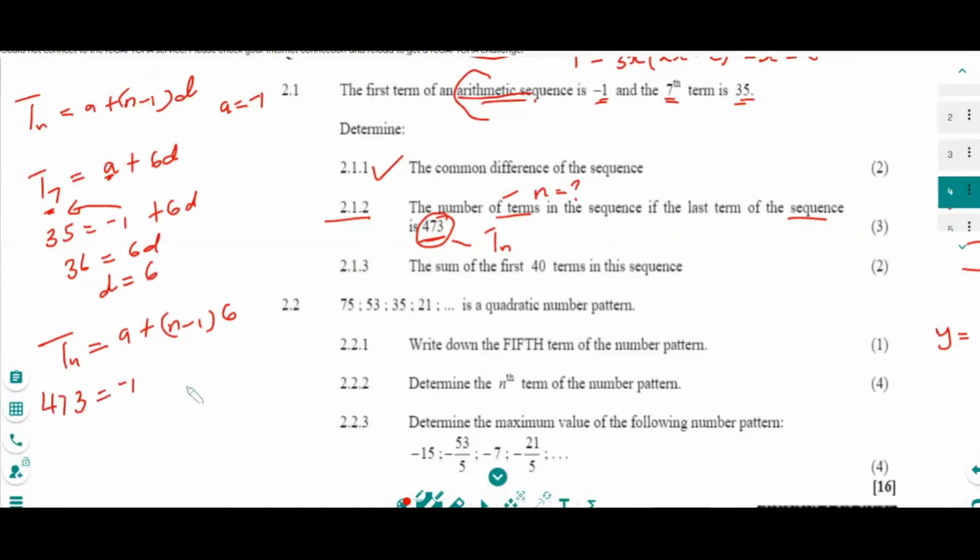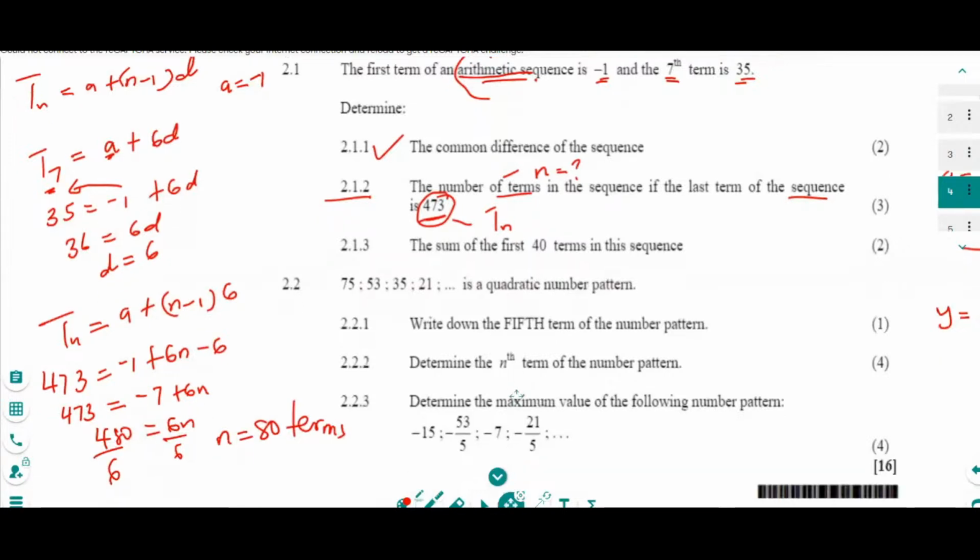When I open this up, I'll have 6n minus 6. I'll simplify my right-hand side. I have negative 7 plus 6n is equal to 473. Then I'll transpose the negative 7 to my left-hand side. I'll have 480 is equal to 6n. I'll divide both sides by 6, which means n is going to give me 80. So we have 80 terms within this sequence.